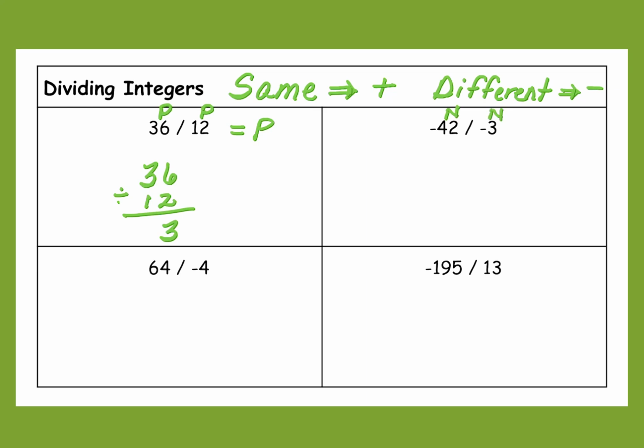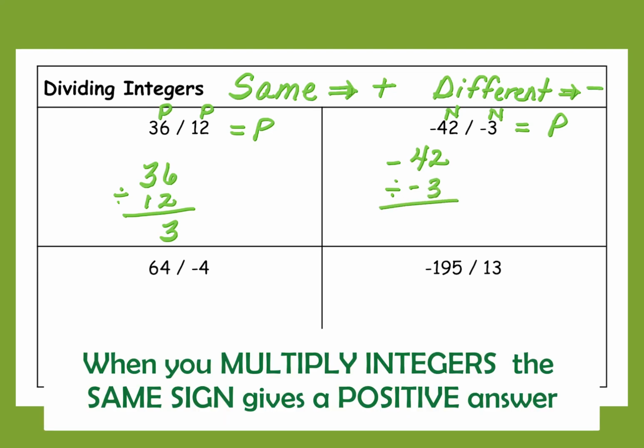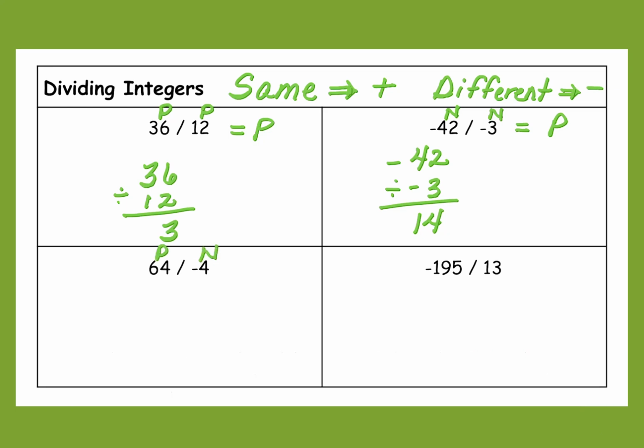Negative 42 divided by a negative 3 gives us a positive answer because the same sign is positive. Negative 42 divided by negative 3 is positive 14. Remember, when you multiply integers with the same sign, you get a positive answer. Positive 64 divided by a negative 4 are different signs and will give us a negative answer. 64 divided by negative 4 is equal to negative 16.